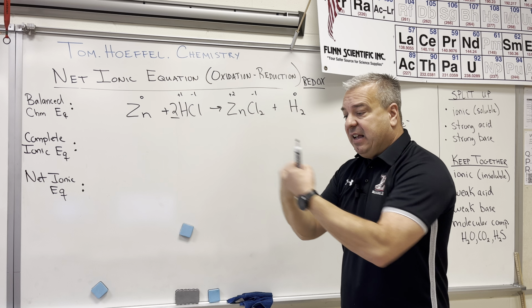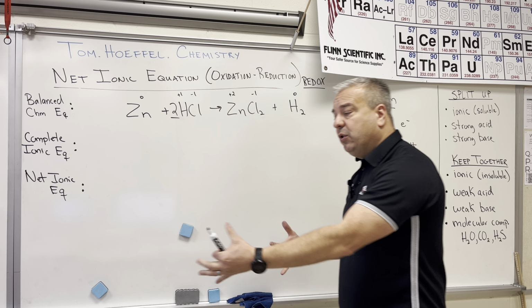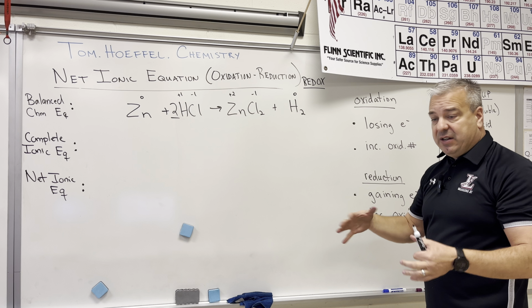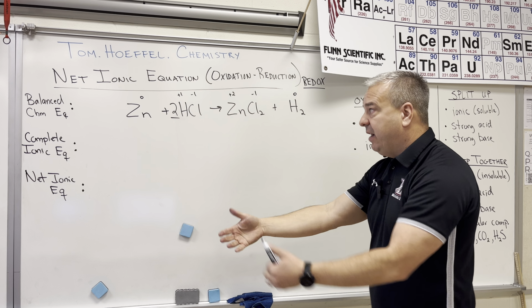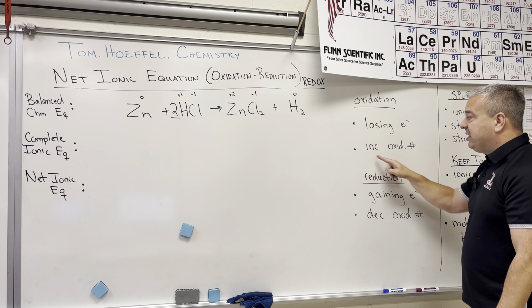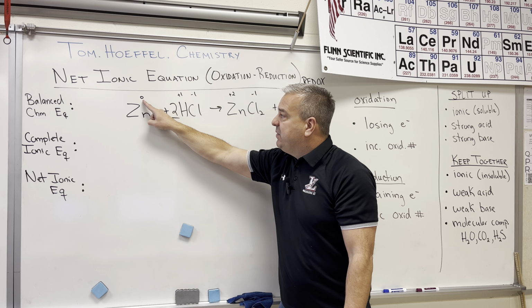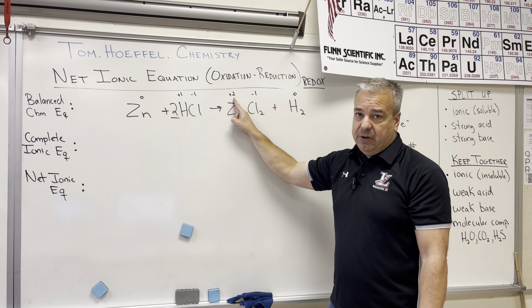So the zinc is going from 0 to +2 by giving up 1, 2 electrons. And remember, electrons are negative, so if you take away the negative stuff, you're going to make something that's positive. So when you lose electrons, you have an increase in oxidation number. It went from 0 to positive 2.